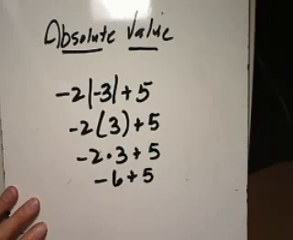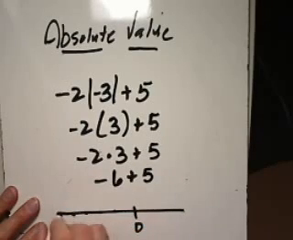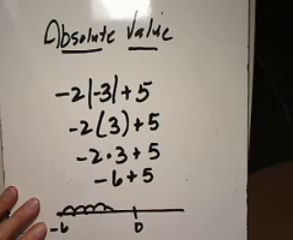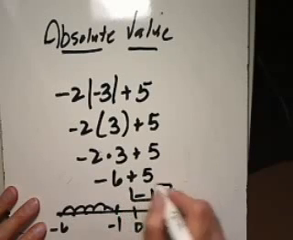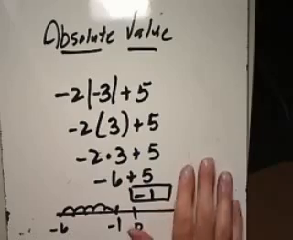Now remember, what's the way to understand this problem? I'm at -6 on the number line, and I'm going 5 to the right. If I go 5 to the right, I'm not going to get to the 0. I will get to -1. -6 plus 5 is -1. Yes, the answer to an absolute value problem can be negative, so keep that in mind.